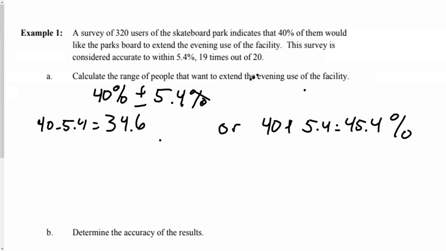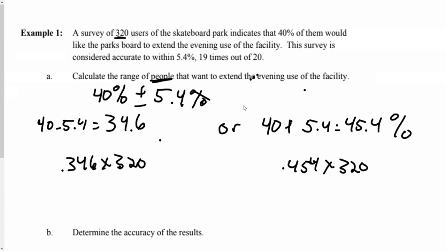But because it asks for the range of people, we're going to use the amount here and calculate actual amounts. So we're going to go 0.346 times 320, and 0.454 times 320. The first one would be 110.7, but you can't have 0.7 of a person, so we'd say that's 111. My next one would be 320 times 0.454, 146. So there would be my range of people.